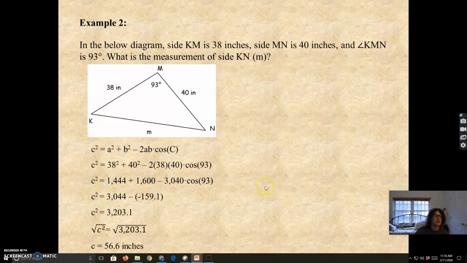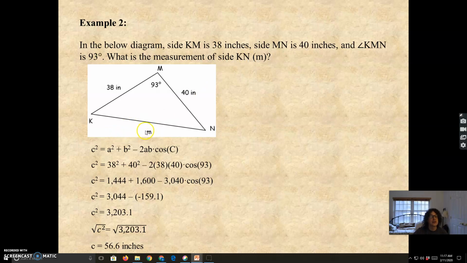Example 2, in the below diagram, side KM is 38 inches, side MN is 40 inches, and angle KMN, right here, is 93 degrees. What is the measurement of side KN, which is here, also denoted by lowercase m?